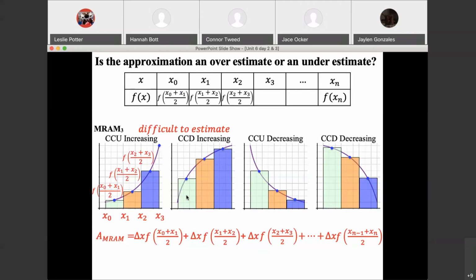Still missing notes from several of you, so just throw that in there as we're finishing up. Okay, so we can move on then to RRAMs, right rectangular approximations.